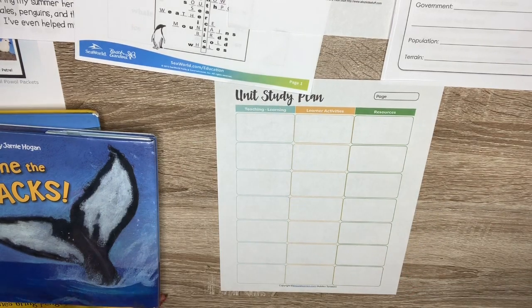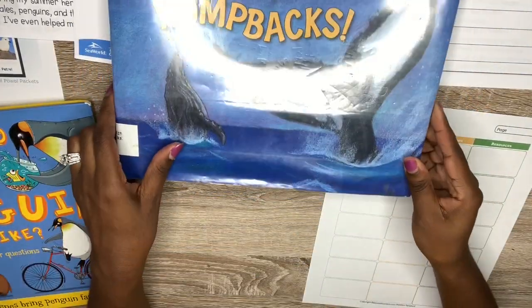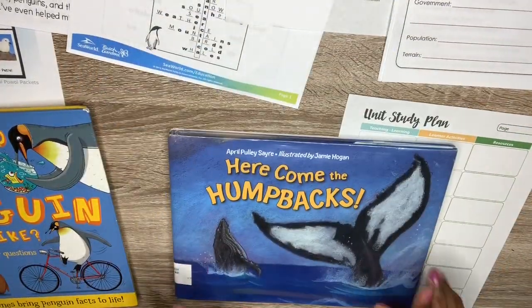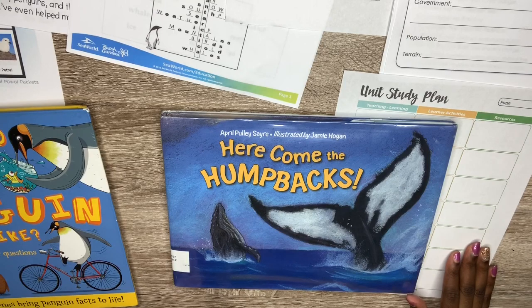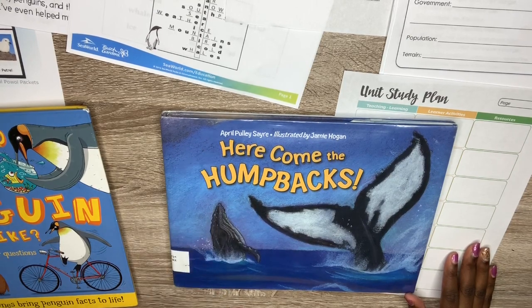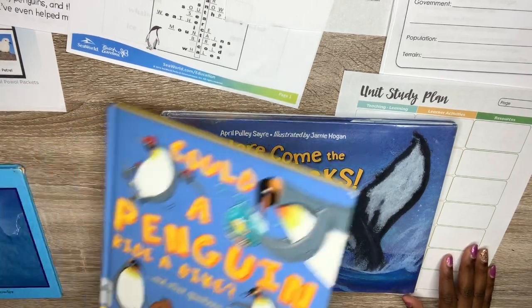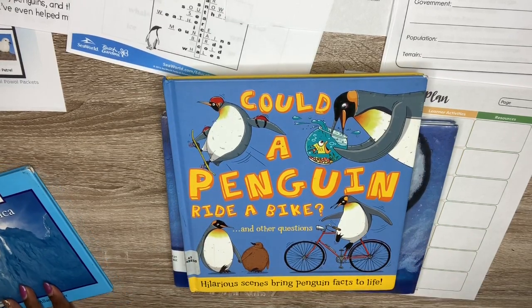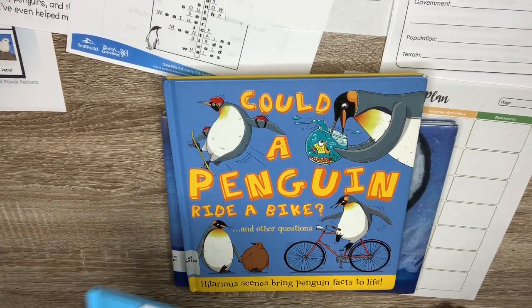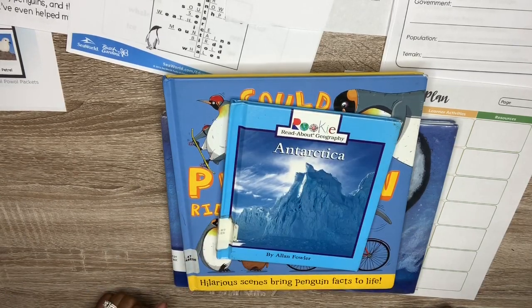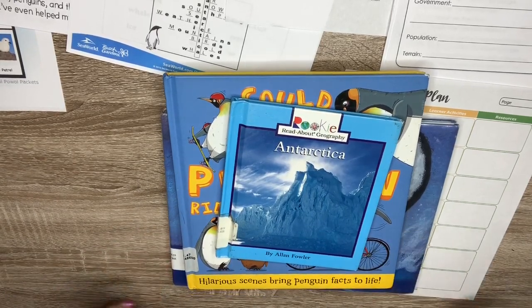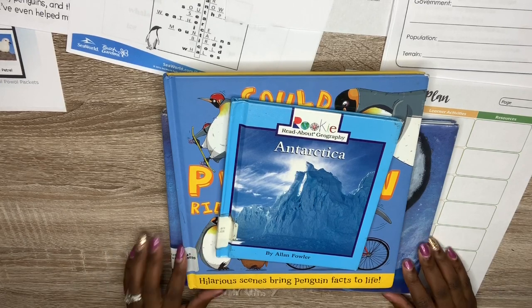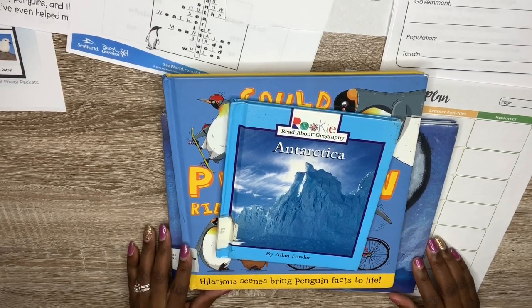All right, here we go. So per usual, I always start with books. I am using Here Come the Humpbacks by April Sayre, Could a Penguin Ride a Bike? Hilarious Scenes Bring Penguin Facts to Life, and this little book of Antarctica. I just checked these out from the library and we're gonna use these as the jump start of our Antarctica unit study.